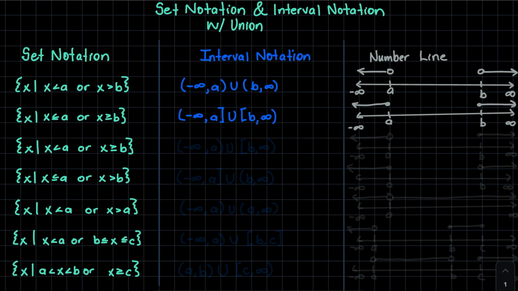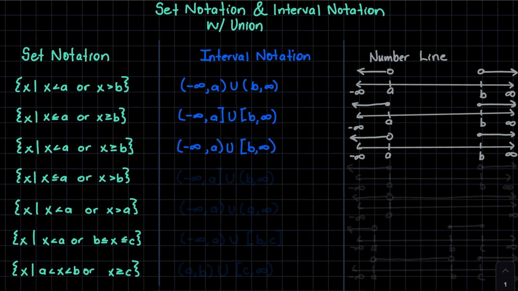Our next set: x such that x is strictly less than a. So this is negative infinity to a, not included, so a parenthesis. Union, x is greater than or equal to b, so b is included. It gets a bracket, and we go to positive infinity. On our number line, negative infinity, infinity, a, and b. A is going to get an open circle and travel to negative infinity. B is going to get a closed circle and travel to positive infinity.